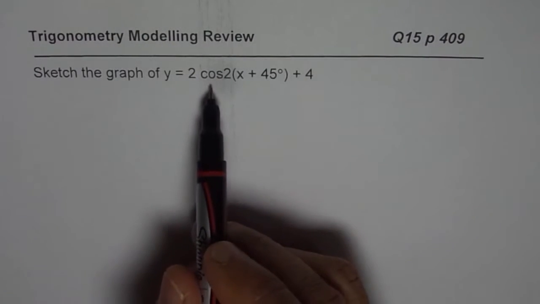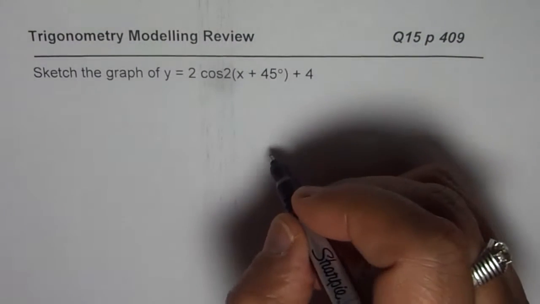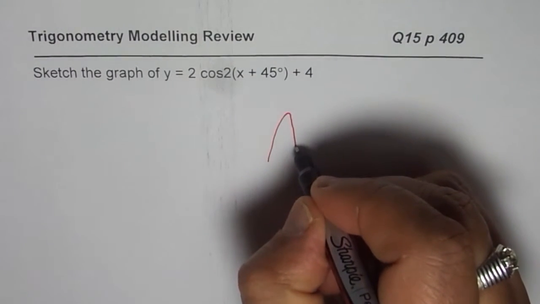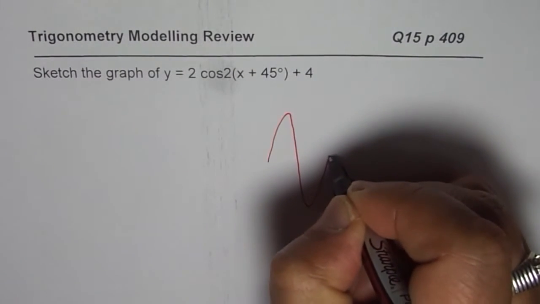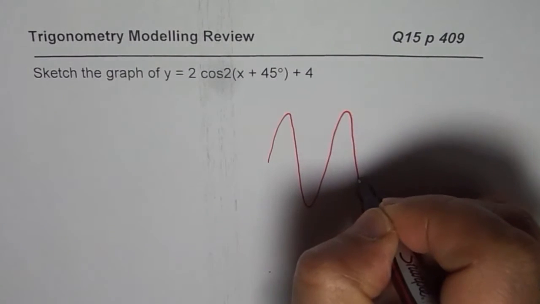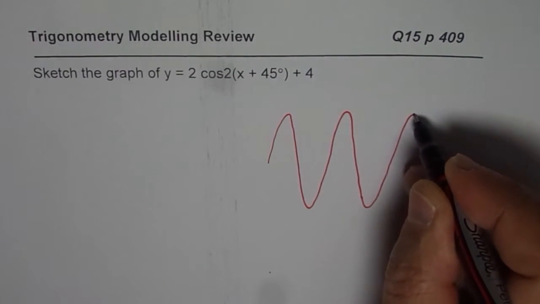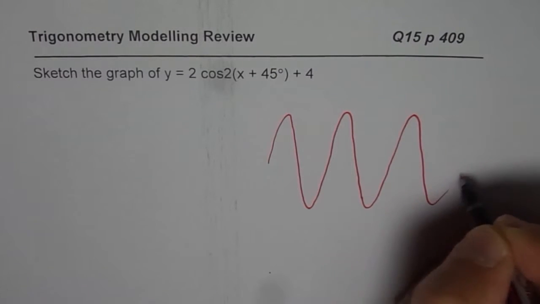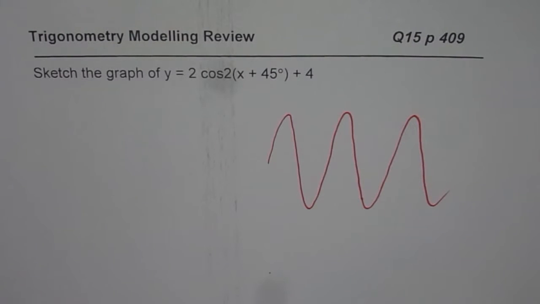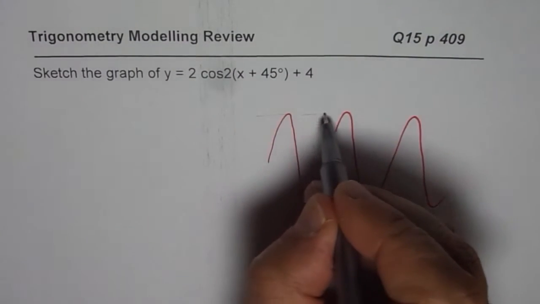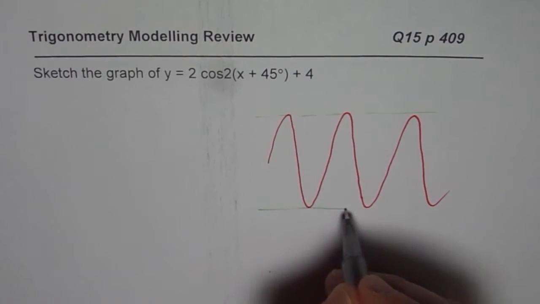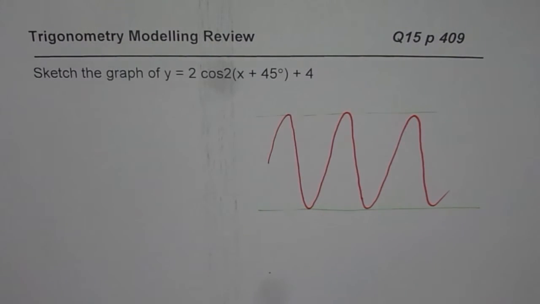Whenever it is a sine or cosine function, I prefer to just sketch a sine function, right? So let's just sketch a function. Like this, we just sketch a sine wave. Don't bother about anything, just sketch one sine wave. At the most, you could have drawn two lines so that you could have had a better graph anyway.